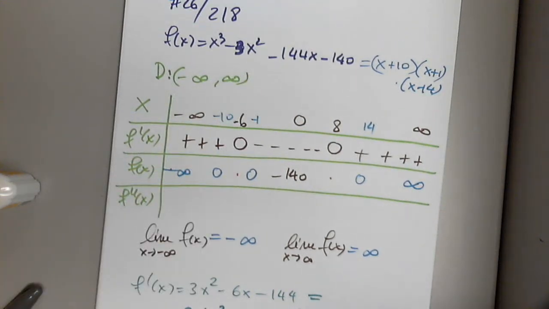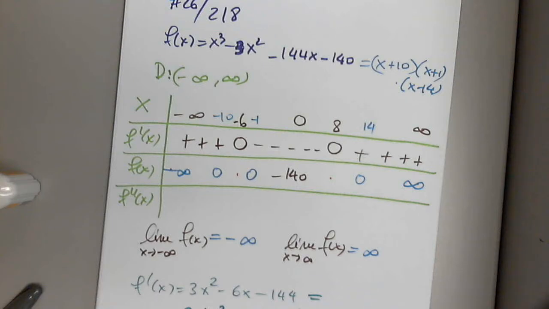So let's do it with a graphing calculator because we like to check anyway. Okay, so let's do that. So in y equals, let's put in x cubed minus 3x squared. Y equals x cubed minus 3x squared and minus 144x and minus 140.